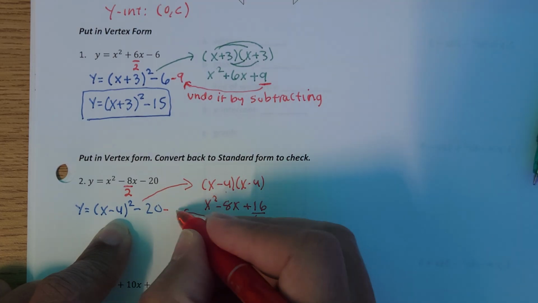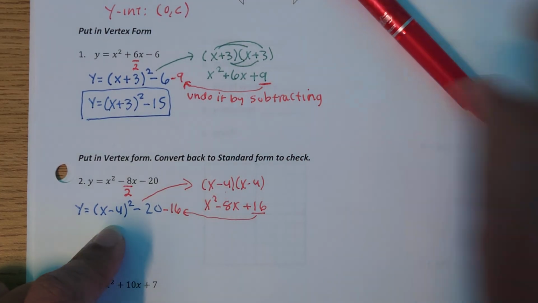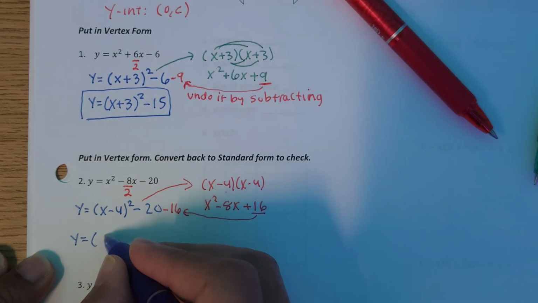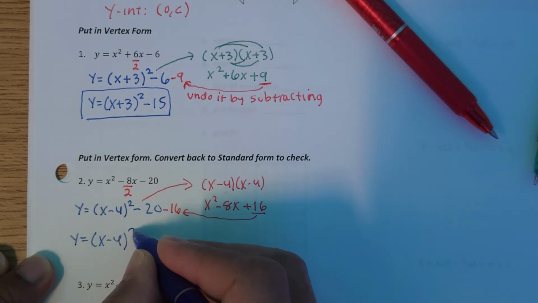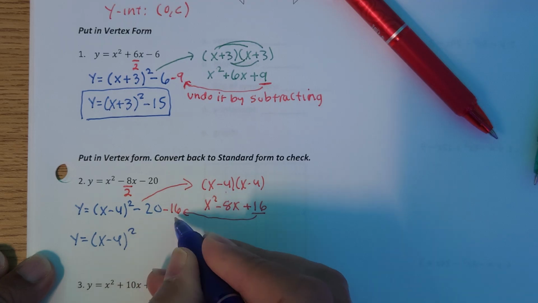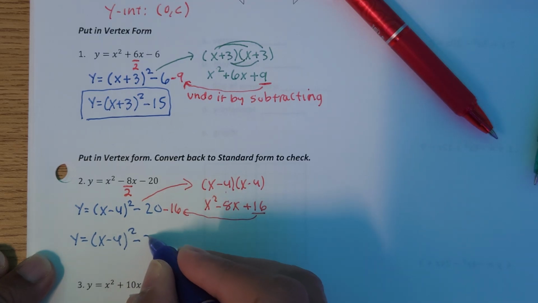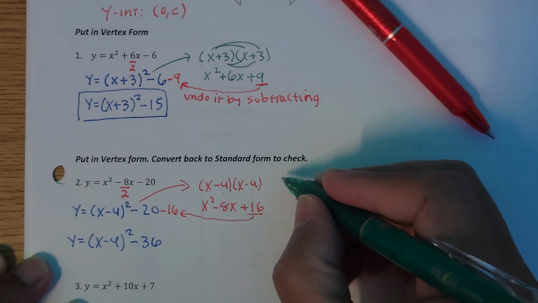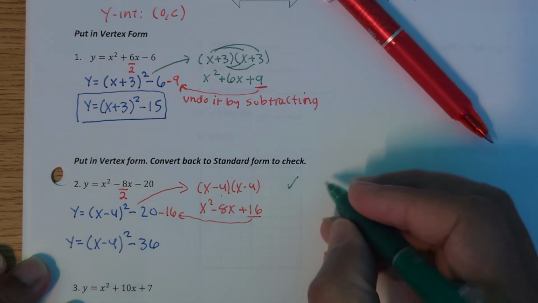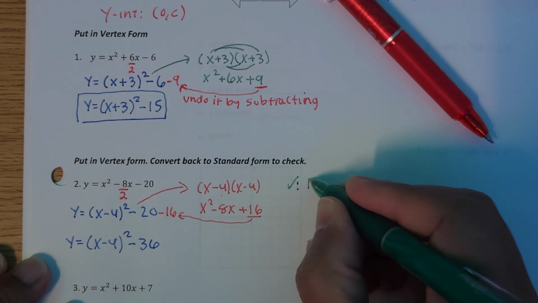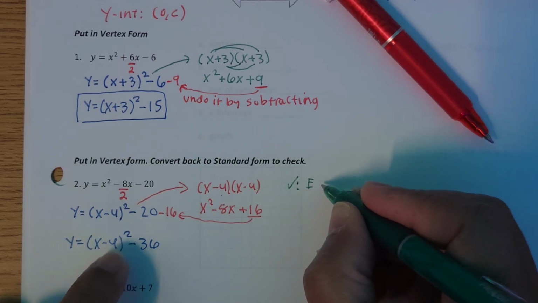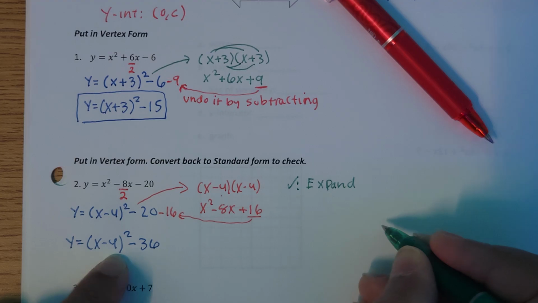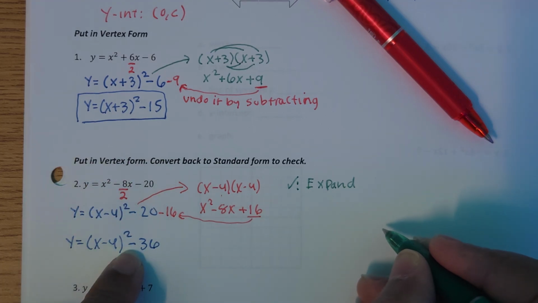So subtract 16. Then the equation in vertex form is y equals (x minus 4) squared, and then negative 20 minus 16, that's minus 36. So then I'm going to check by expanding this vertex form quadratic. When I expand it, if I don't get this back, that means this is incorrect.